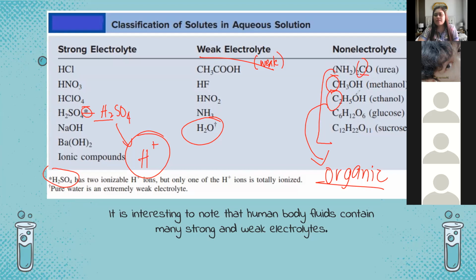So C2H5OH, that's the chemical formula for ethanol. Glucose. Glucose is a type of sugar. This is actually the physiological sugar. Pag sinabing physiological sugar, yan yung nakikita natin inside our body. Yan yung tinatawag na nating blood sugar or blood glucose. Other name for glucose is dextrose.